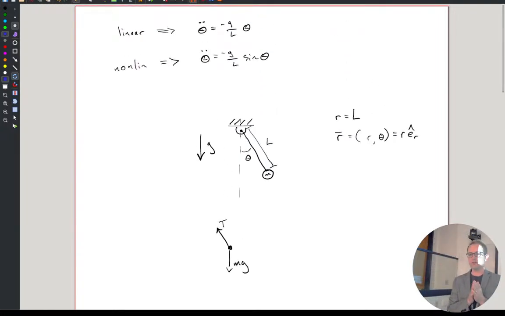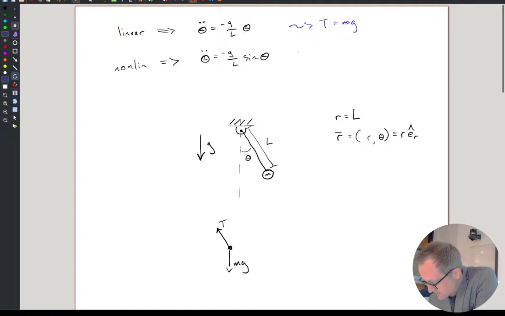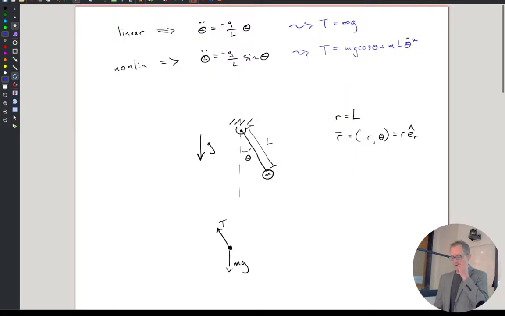What does tension look like for a linear solution? Would it be constant? It should be constant, right? Because we only had tension. I guess there's still that theta dot squared, but if theta is small, theta dot's also small. So for a linear, T equals mg, right? But nonlinear, we have ml theta dot squared.